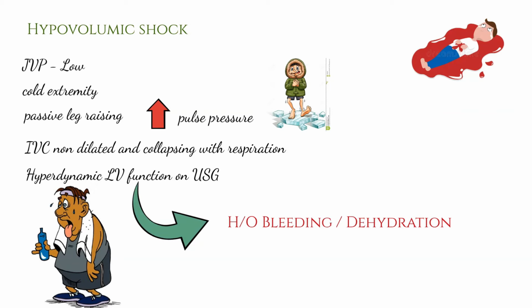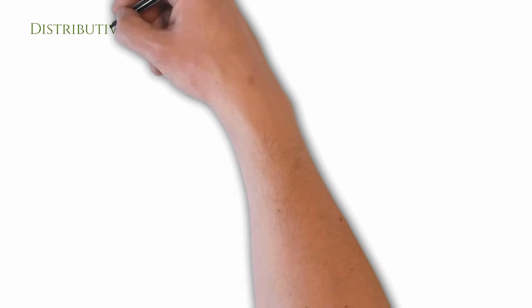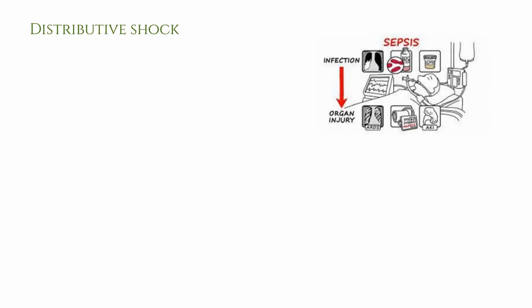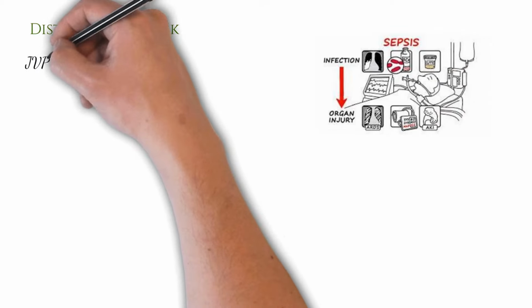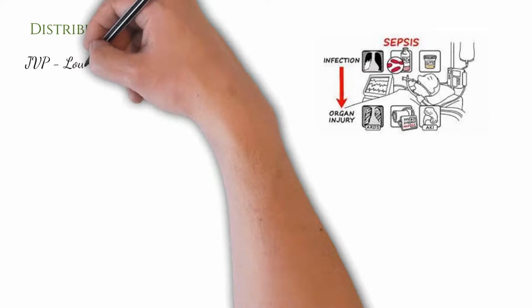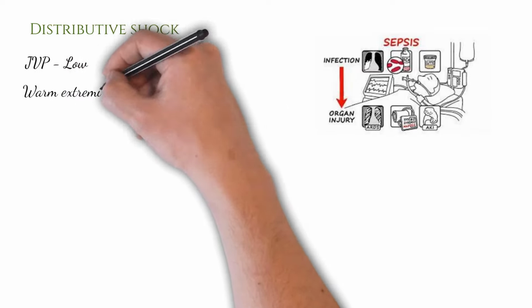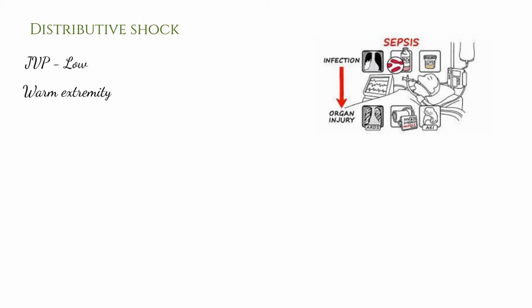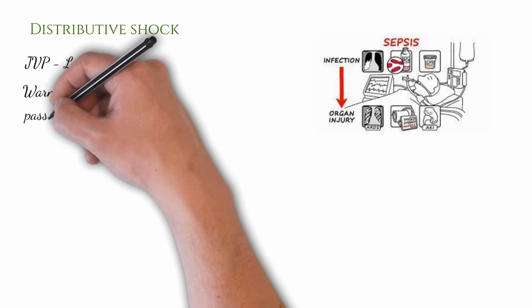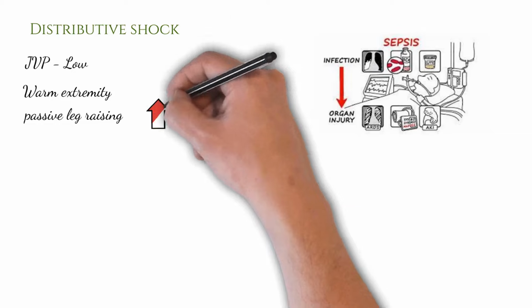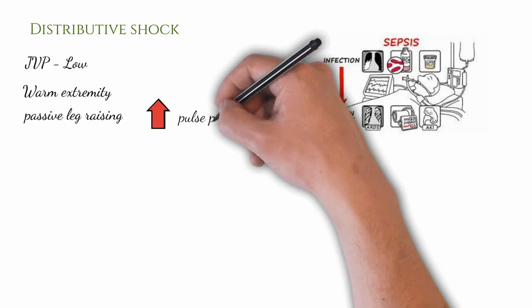Now, after having discussed hypovolemic shock, let's go into distributive shock. By far, the most common reason for distributive shock is sepsis. And therefore, the JVP will be low. The extremities will be warm because of intense vasodilation. On passive leg raising, there will be an increase in the pulse pressure, like in hypovolemic shock, because of intravascular volume depletion, which also occurs in cases of distributive shock.